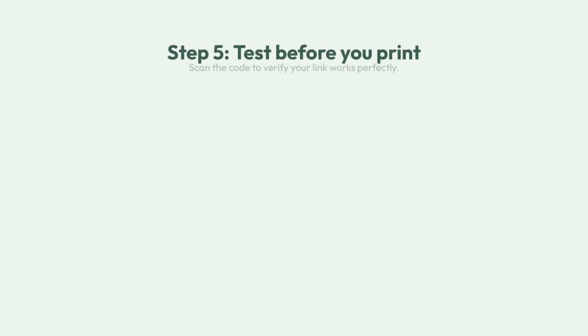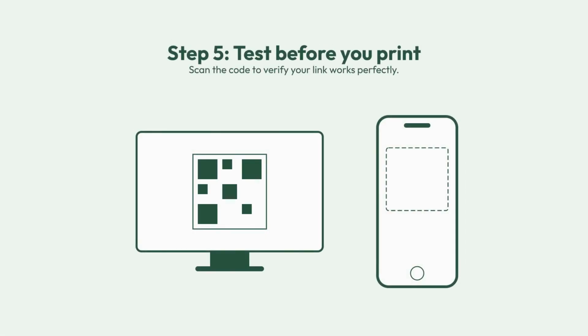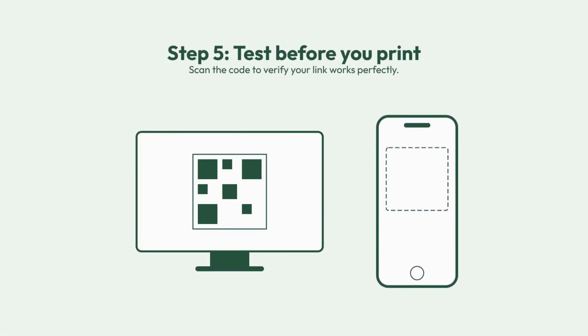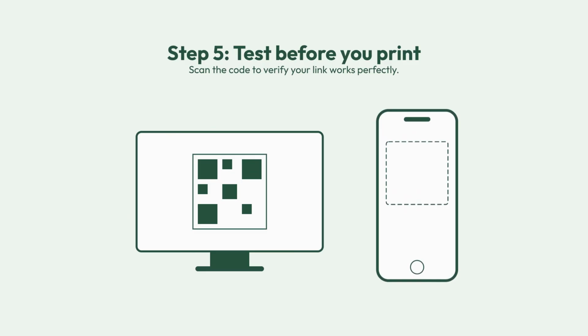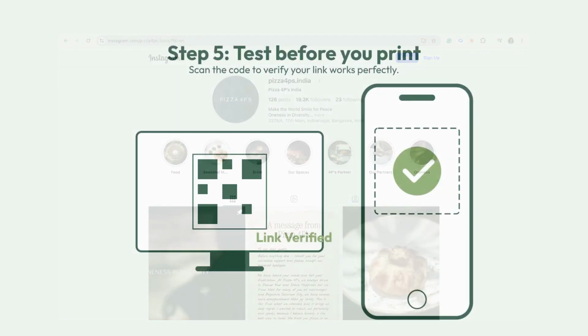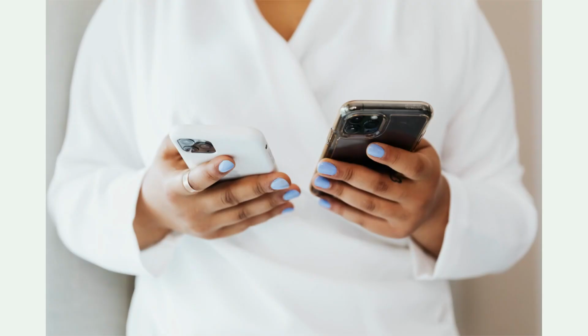Step 5. Test before you print anything. Open your phone's camera, point it at the QR code on screen. Confirm it opens your Instagram profile or the specific post you linked, not a generic error page, not the wrong profile. Test it on both iPhone and Android if you can. A code that works on one and fails on the other is a problem you want to catch now, not after printing 500 business cards.